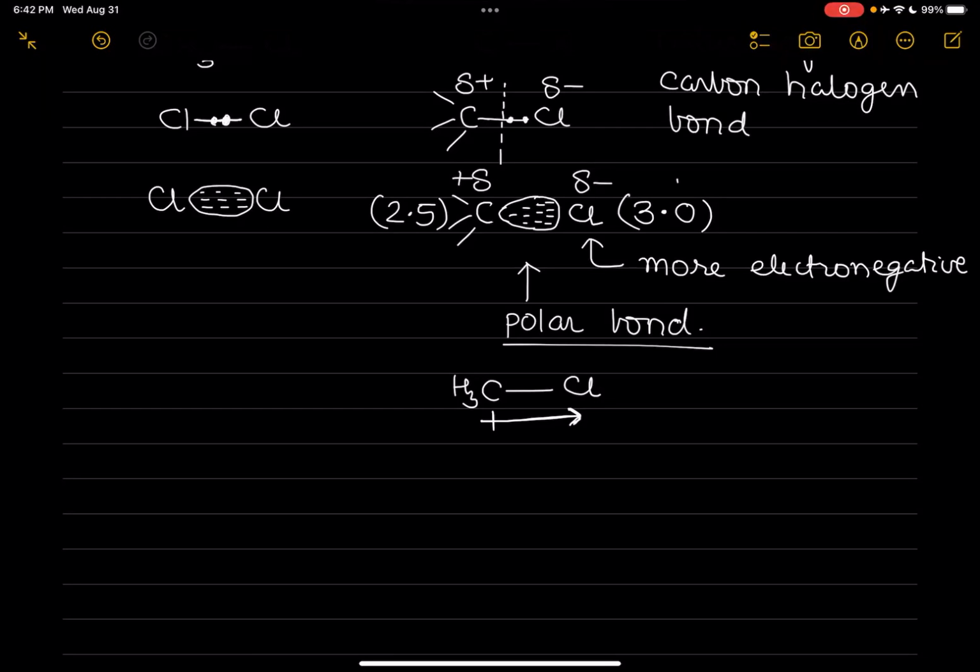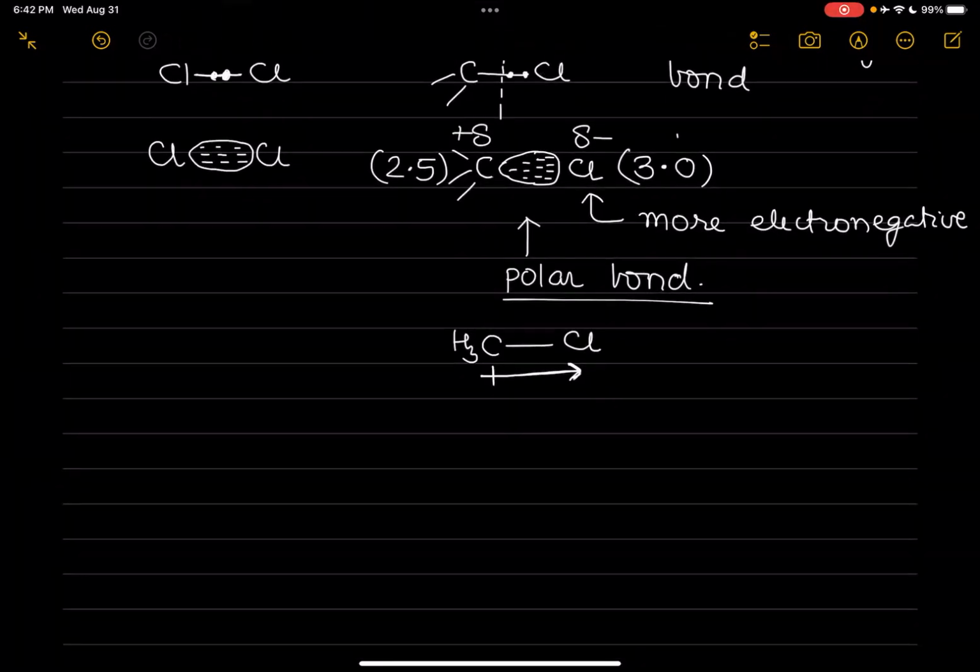So this is a polar bond, and it means that the carbon-chlorine bond has polarity. Polarity is measured by charge times distance, and that is known as dipole moment.